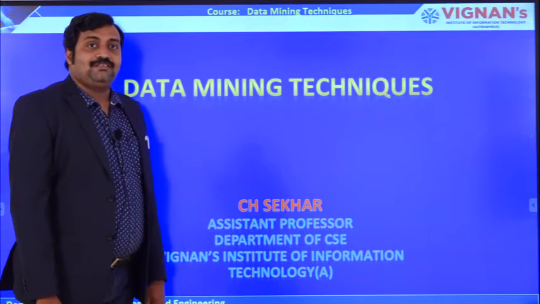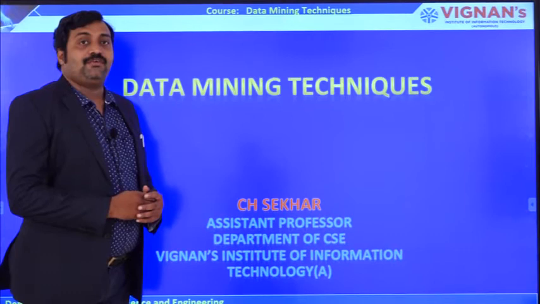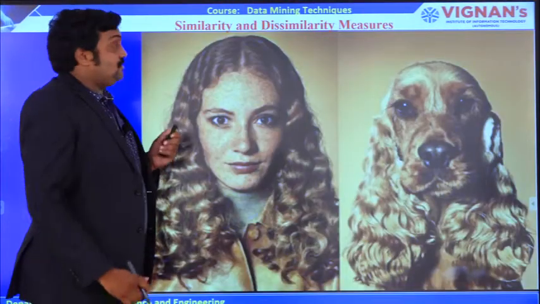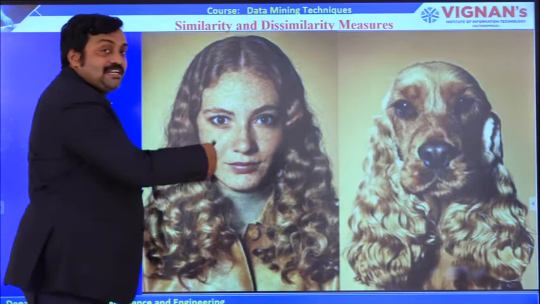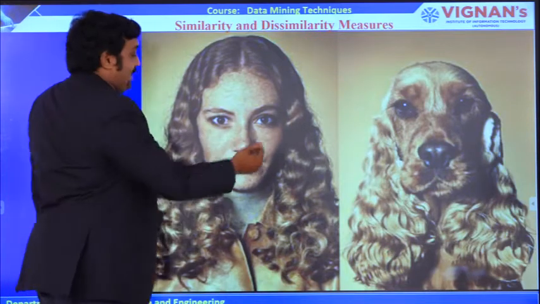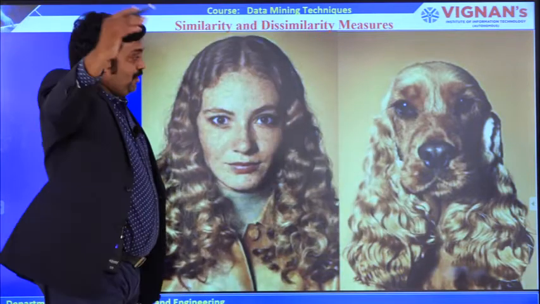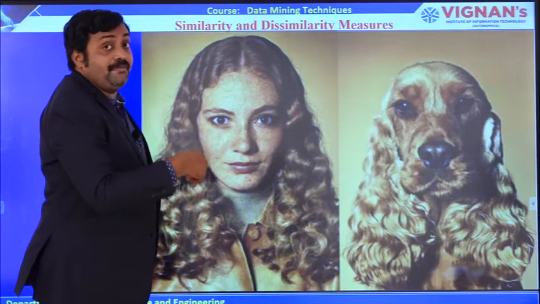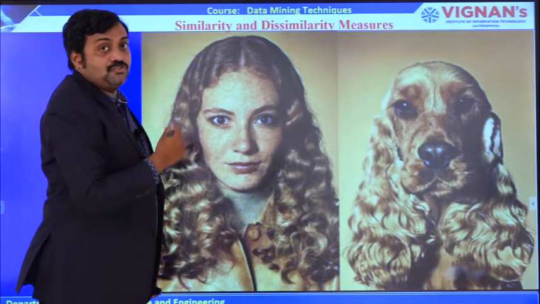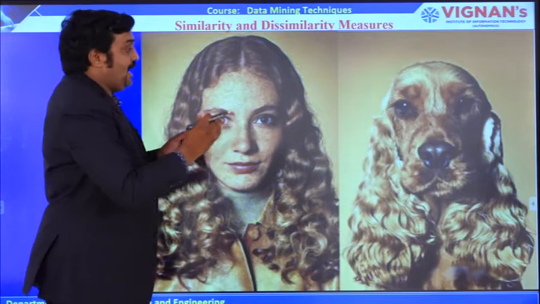Good morning friends. Building on the concepts from previous sessions, today we are going to learn how to find the similarity between two objects, two images. See here, this image is a woman and this image is a dog, but from a long distance we may not be able to tell whether it is a dog or a woman. So we have to find the similarity between the two objects.